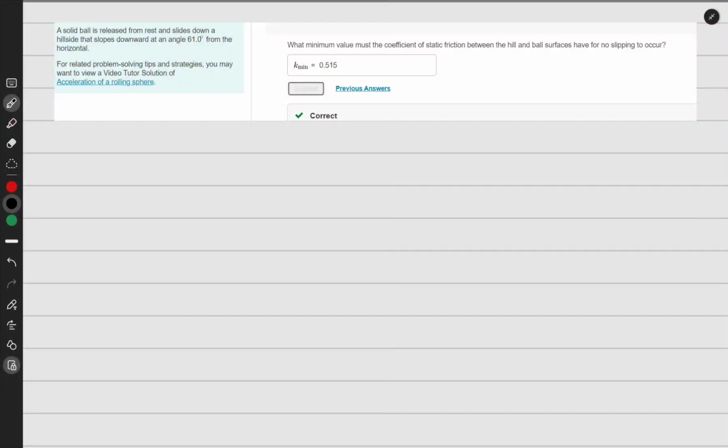This is a problem from the homework questions, but unfortunately I already have the answer here, so we're just going to confirm if it is correct. So let's read. A solid ball is released from rest and slides down a slope at this angle from the horizontal. That is the only thing that we're given, and now they want mu s if there is no slip.